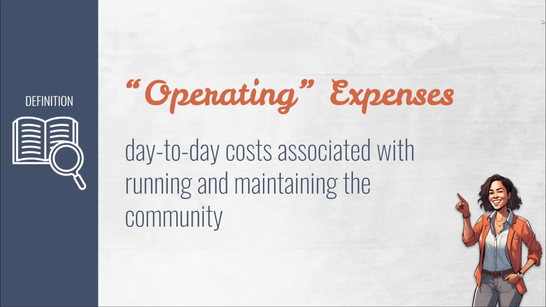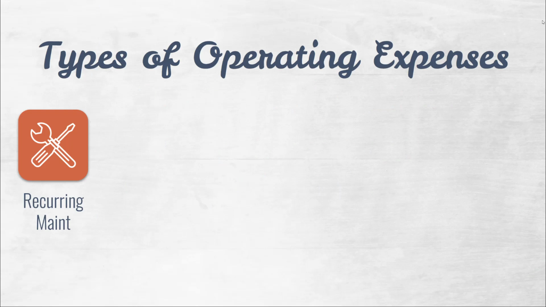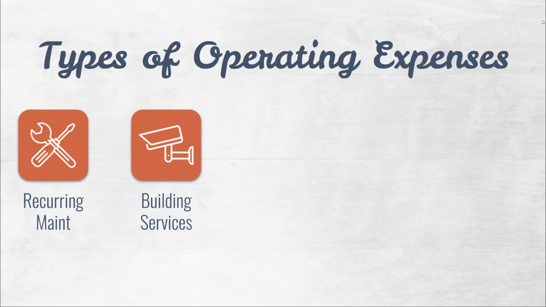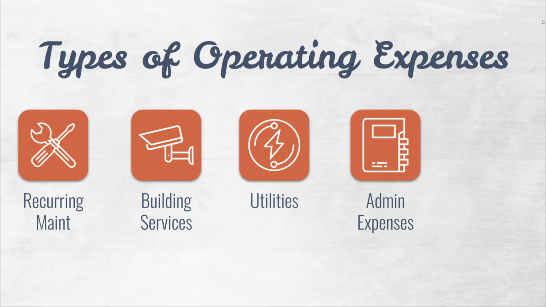Operating expenses are what it costs to run and maintain the community on a day-to-day basis. This can include expenses like recurring maintenance, services such as building security, utility bills for common areas, administrative costs like insurance, legal fees, and office supplies, and the salaries of office staff and maintenance engineers.